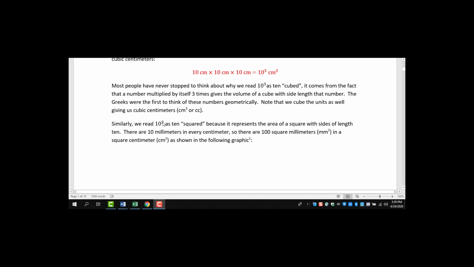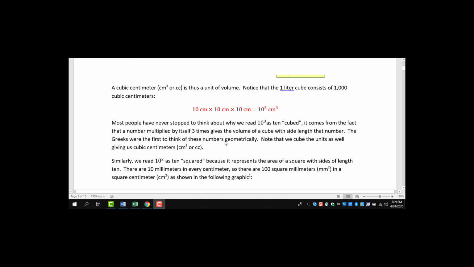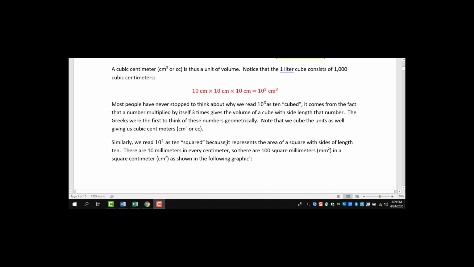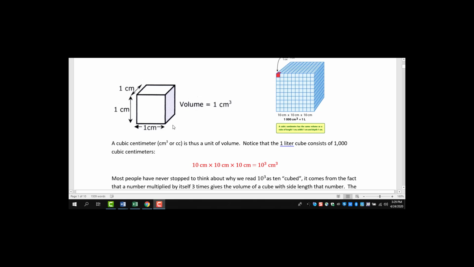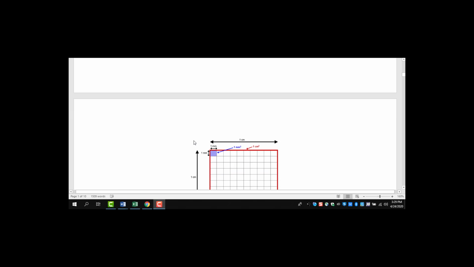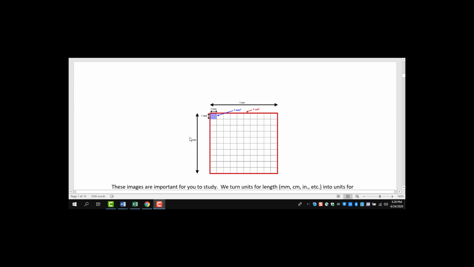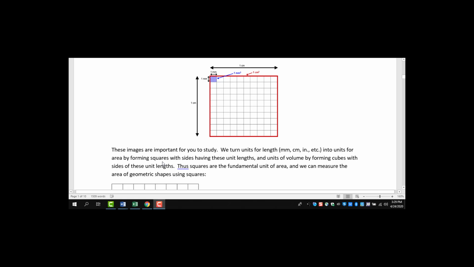Similarly, we read 10 to the second power as 10 squared because it represents the area of a square with sides of length 10. There are 10 millimeters in every centimeter, so there are 100 square millimeters in a square centimeter. So what's important to know is that we measure volume in cubes and we measure area in squares, square units. These images are important for you to study.